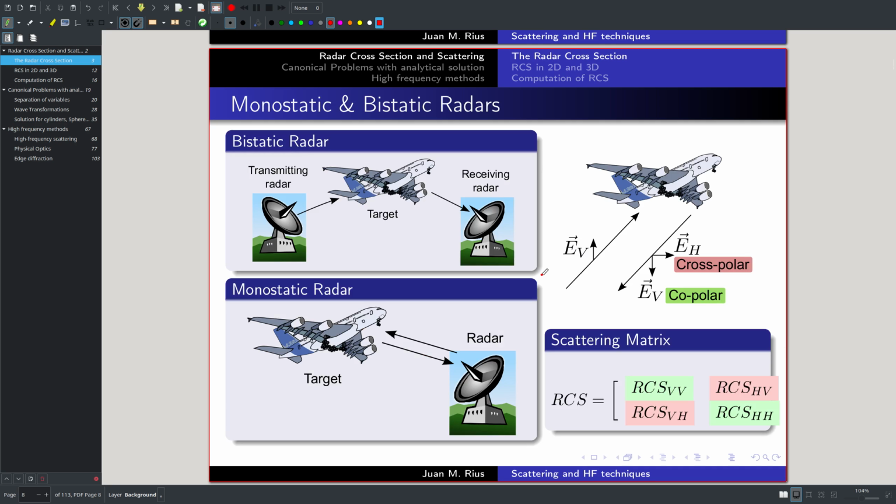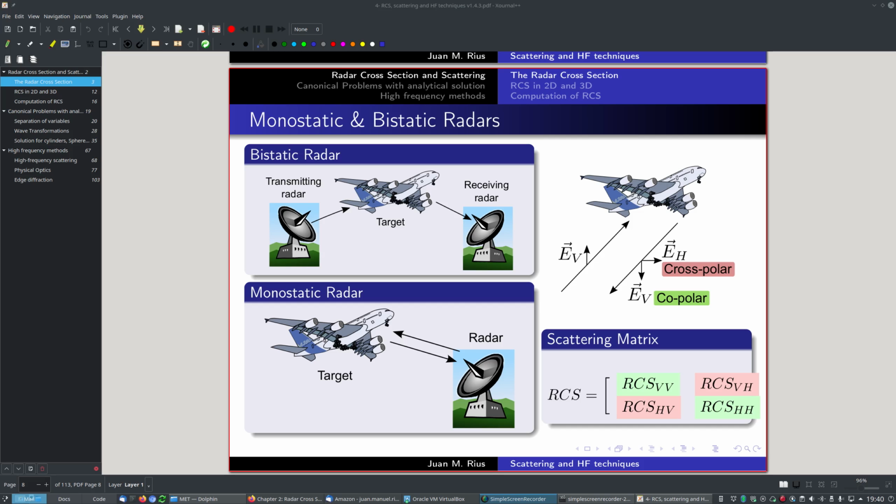Now we have also to distinguish between bistatic and monostatic. In general, we have a transmitting radar and a receiving radar, and they don't have to be at the same location. In this case, the very general case in which they are at different locations is called the bistatic case. So it is bistatic, okay? And if the receiving radar is the same as the transmitting radar, the receiving and the transmitting radars are the same antenna, then it's called monostatic radar. And this is the most common case. However, the bistatic case is also possible.